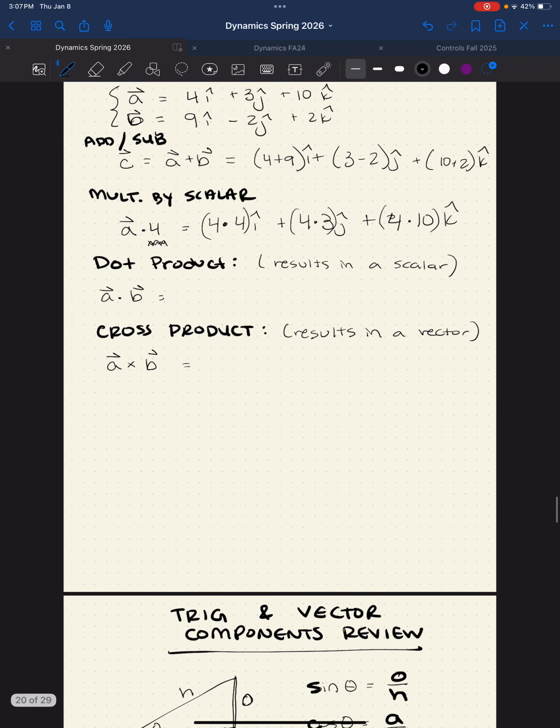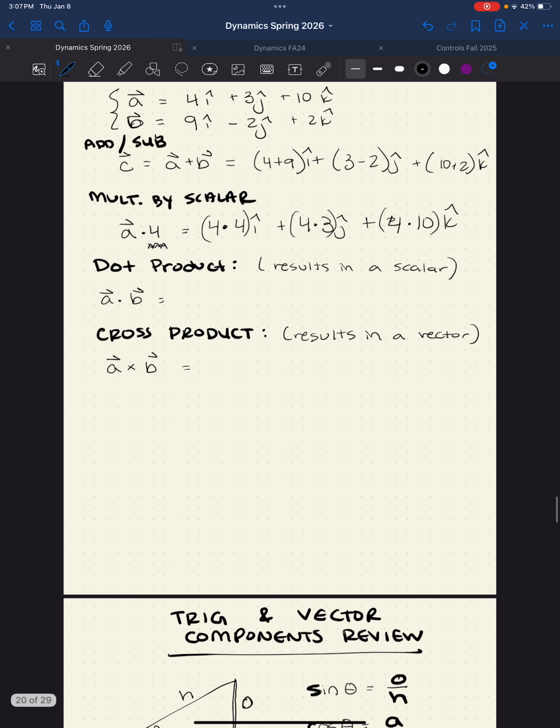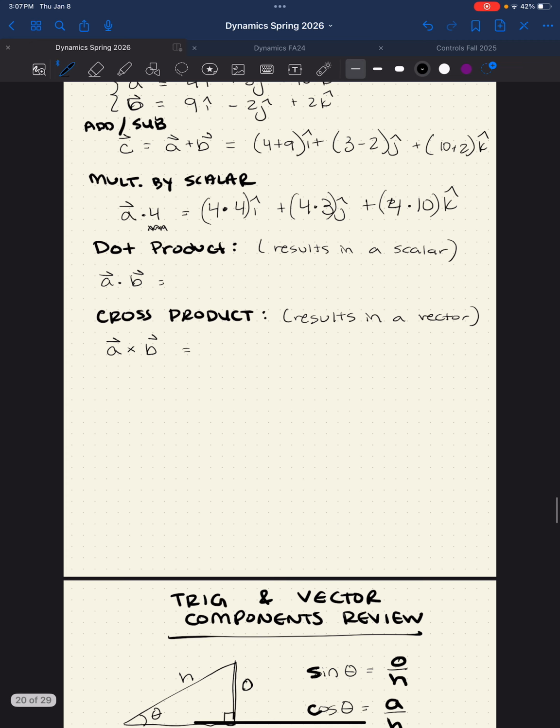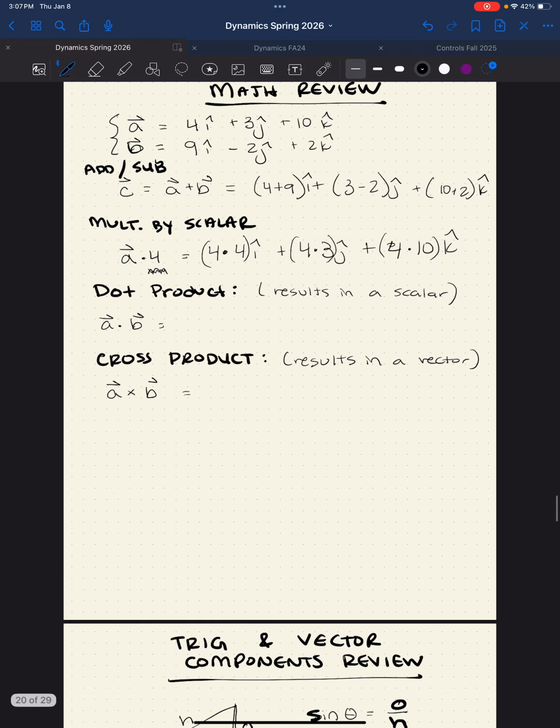Okay, and then we discussed that there are two ways that we can multiply two vectors together. One is called a dot product, and the resultant of a dot product is a scalar. The other is the cross product, and the resultant of a cross product is another vector.